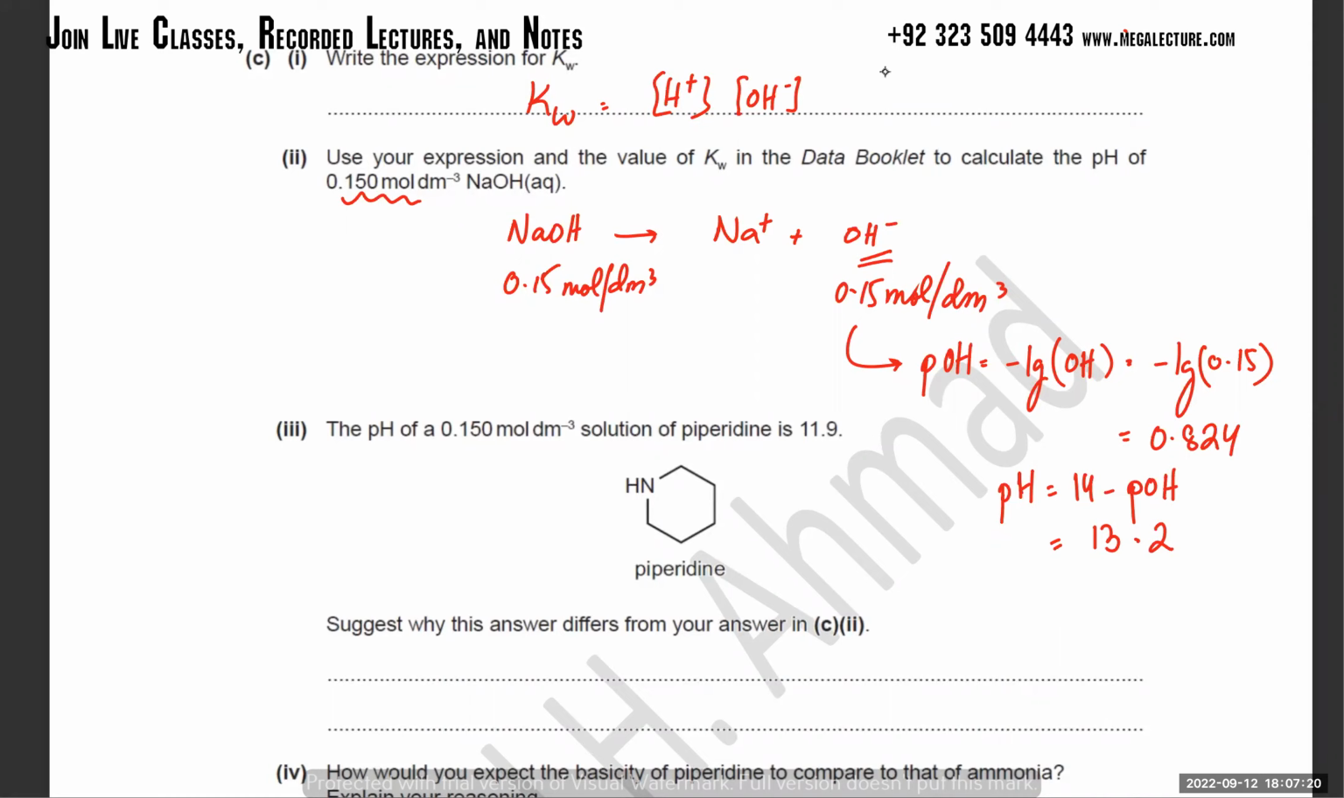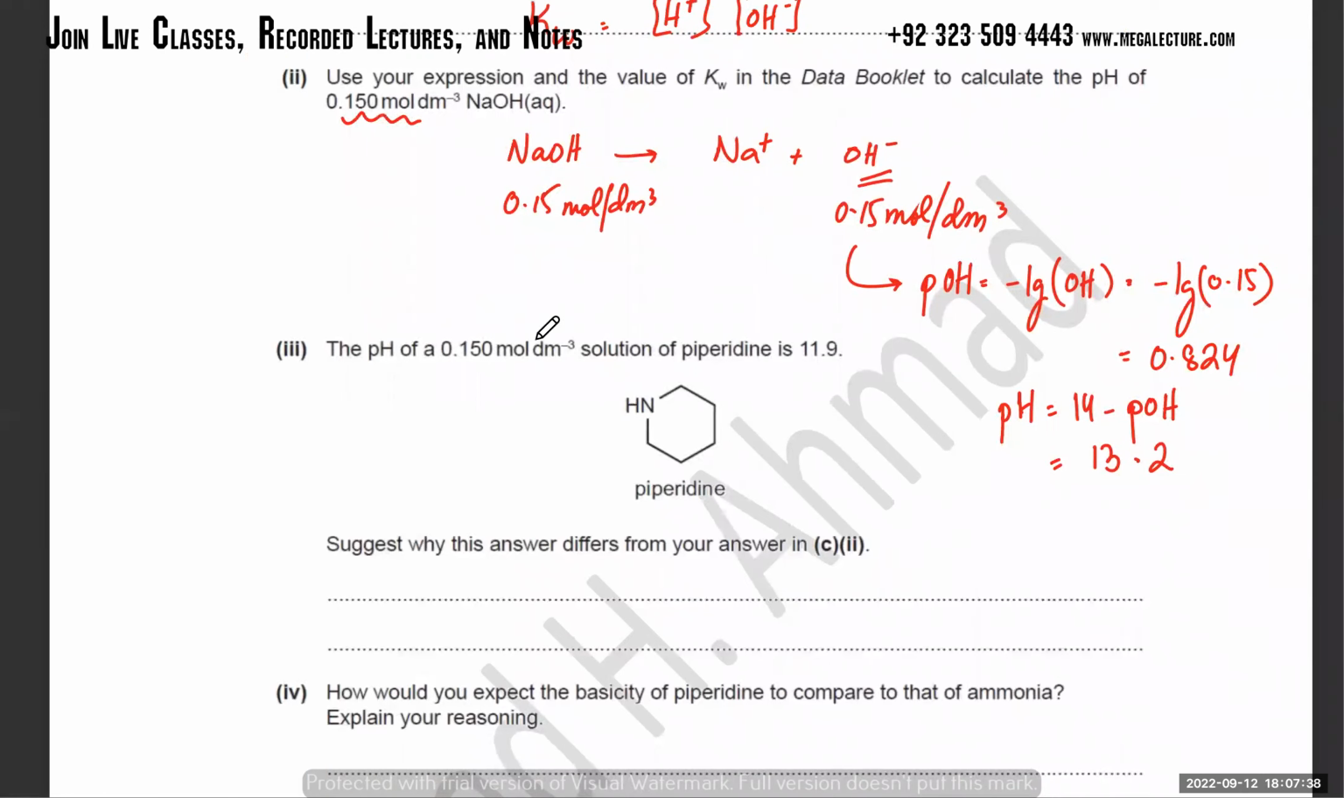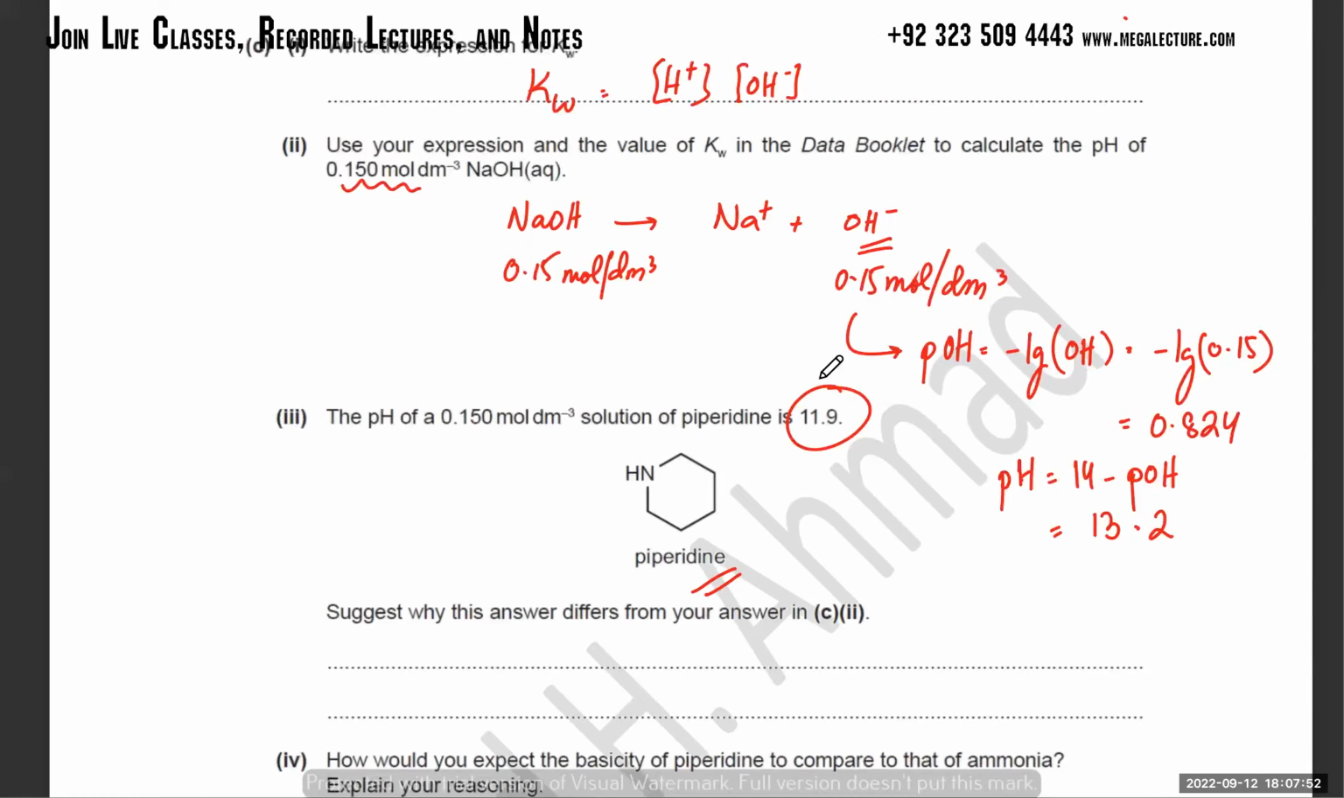Okay, then, which one is actually missing? Similarly, suggest why this answer differs from the other question. Next one is saying that the pH of a 0.15 mol per dm cube solution of piperidine is 11.9. Suggest why the answer differs from the answer in C2. So same concentration, but this one has a different pH.